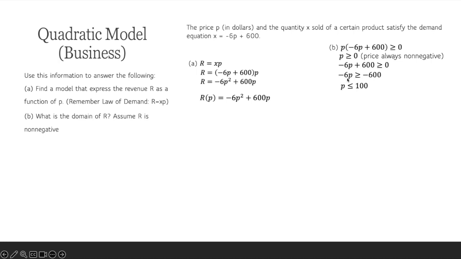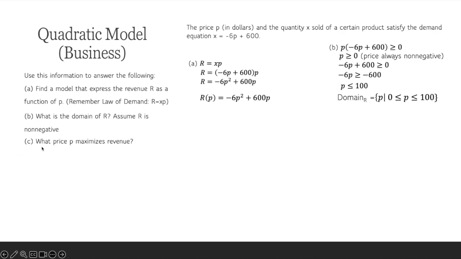Pay attention: when you multiply or divide by a negative in an inequality, you have to invert the inequality sign. So it means that the price is greater than or equal to 0 and less than or equal to 100. So the domain for this revenue function is only prices between 0 and 100. That is valid. Anything negative or beyond 100 is not valid. If you price this product above 100, it is outside the domain.